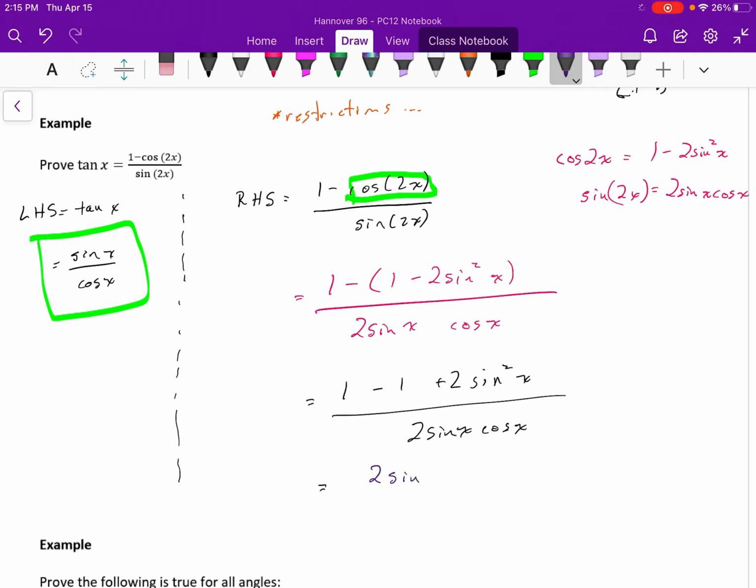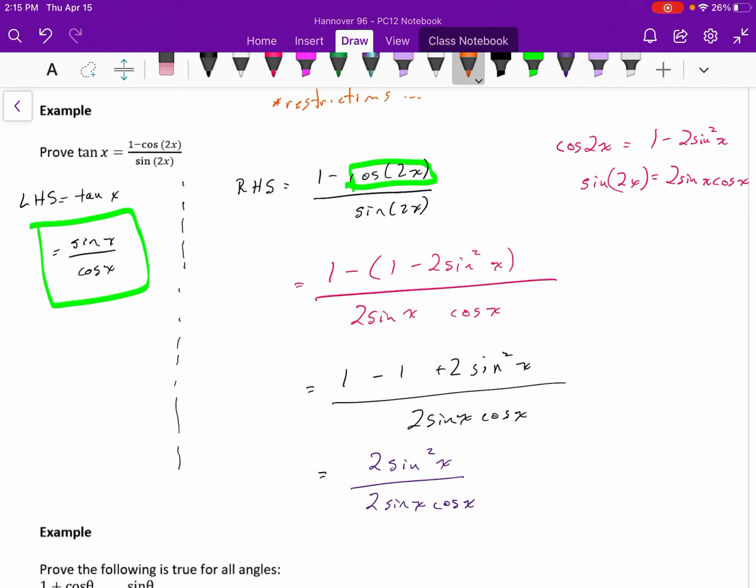The numerator simplifies to 2 sine squared x divided by 2 sine x cos x. What we notice is that both in the numerator and the denominator, there is a factor of sine x, so I can cross those out. And we also have a factor of 2. And wouldn't you know it, I have sine x over cos x. And if I take a look at my left-hand side, that's exactly the destination I want to reach.